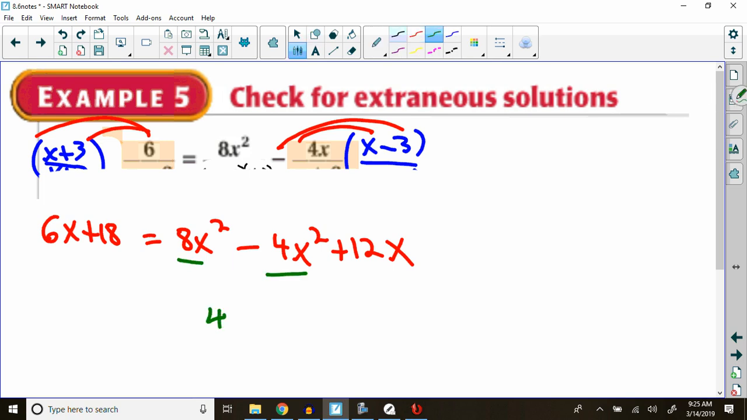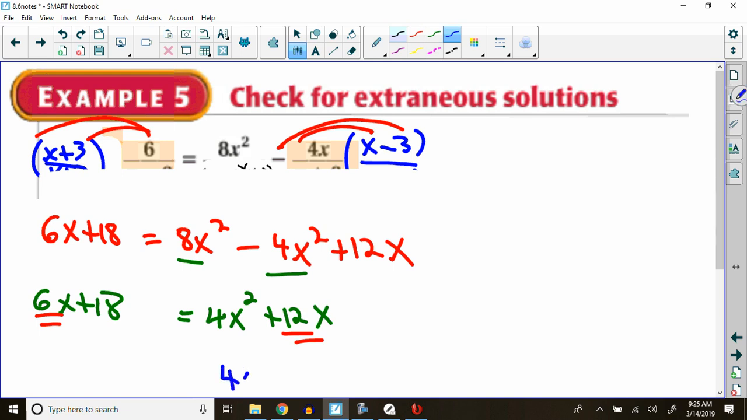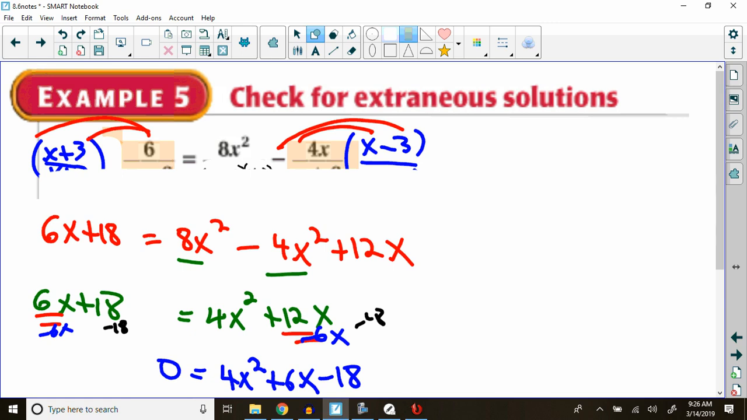I have some like terms that I ought to try to combine. So that's going to be 4x squared plus 12x equals 6x plus 18. I still have some like terms because this 6x and this 12x can go together. I'm going to put everything on the right side of the equation, if you don't mind. I'm going to leave my 4x squared there, so I'll subtract 6x from both sides. So that's going to be 4x squared plus 6x. And then I want that 18 to join everything, so minus 18. And all that's equal to 0, I believe.